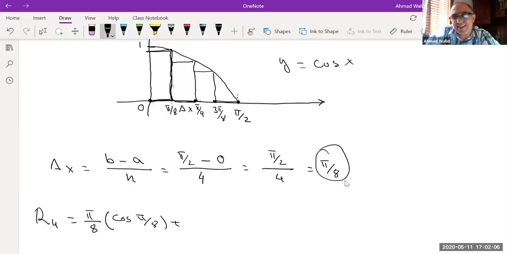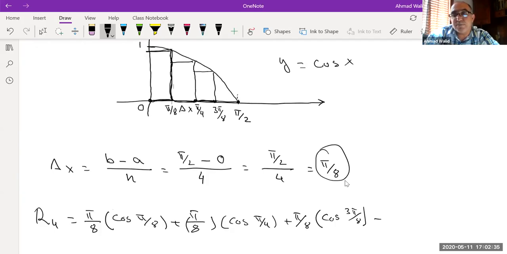Plus, again, the second delta x is pi over 8 times this height. What is this height? Cosine of pi over 4. Plus next one, again pi over 8 times this height, which is cosine of 3 pi over 8. Plus again, pi over 8 times cosine of pi over 2, which is the last one here.